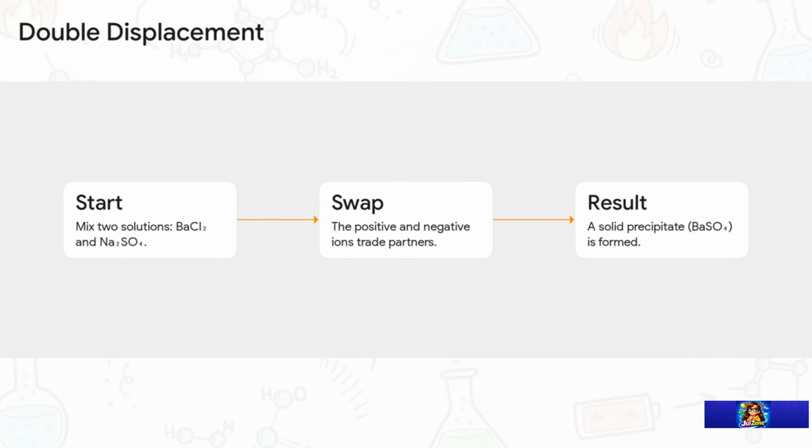And then you've got double displacement. And if single displacement was one dancer cutting in, this is like two couples on the dance floor just deciding to swap partners. You mix two solutions, like barium chloride and sodium sulfate, and all the positive and negative ions trade places. And when they do that, they often form a brand new solid substance that can't stay dissolved. We call it a precipitate, which then falls right out of the solution.